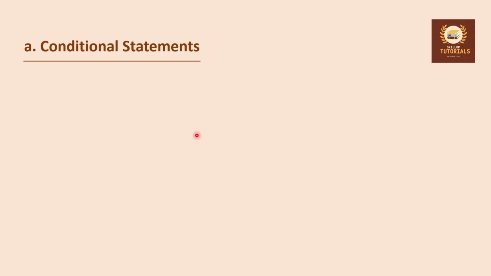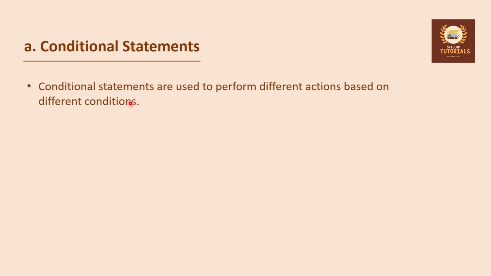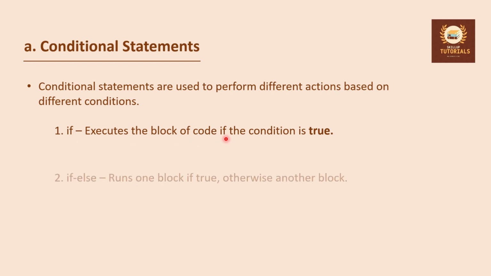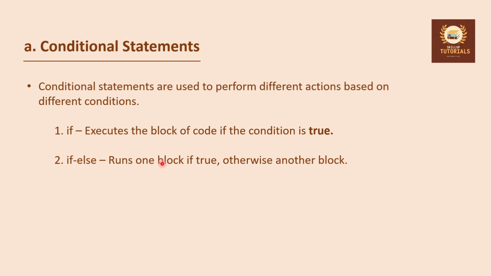Okay, then what is meant by conditional statements? Conditional statements are used to perform different actions based on different conditions. Now let's see. There are four types of conditional statements. The first one is if. It executes the block of code if the condition is true. Then if else. It runs the if block if the condition is true. If it is not true, then the else block will be executed.